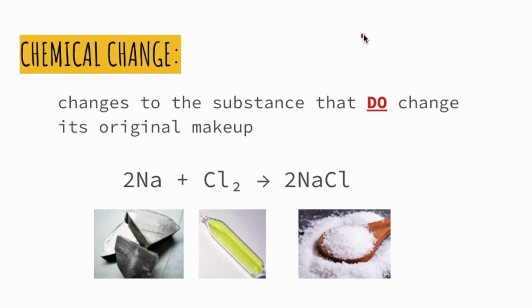For example, let's take sodium. Sodium is going to be a shiny, lustrous metal. If we react it with a poisonous yellow gas known as chlorine, we get the production of NaCl, which is sodium chloride, or better known as table salt. So table salt is white, it's grainy, and it has completely different properties from our starting reactants. Therefore, we know a chemical change has occurred.